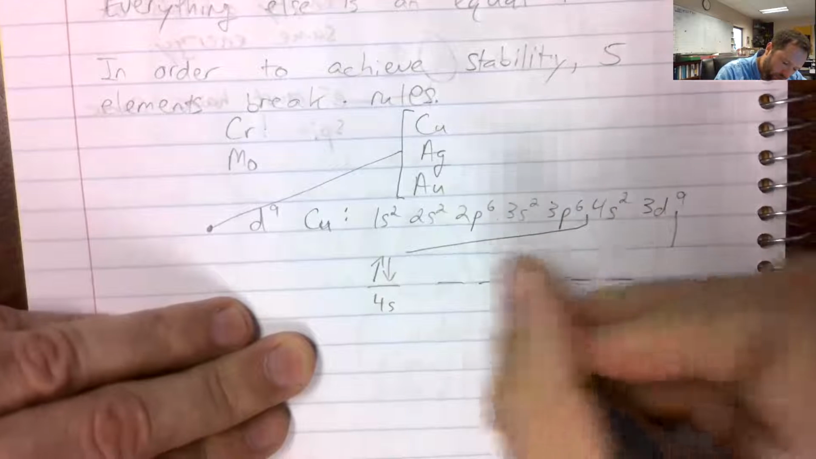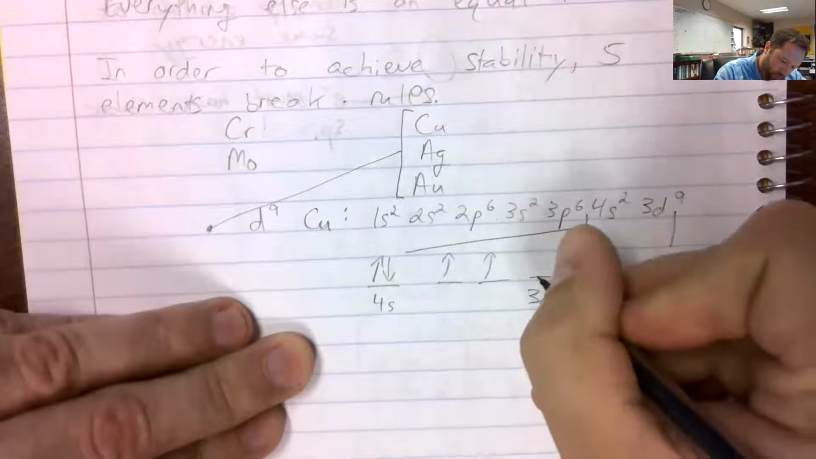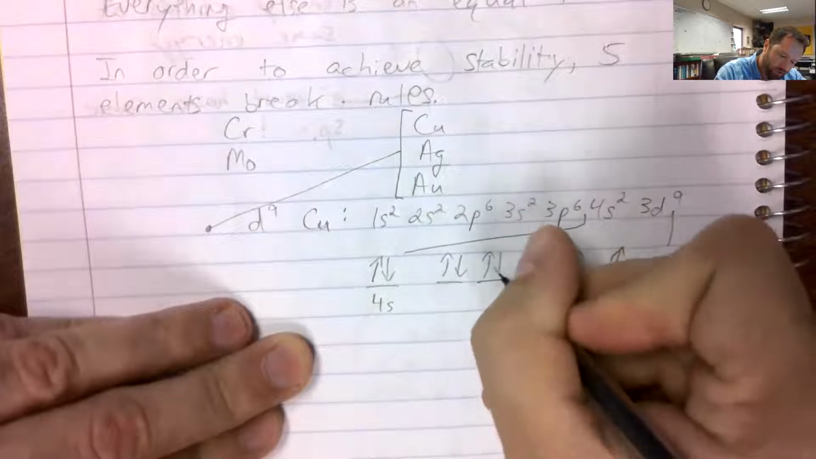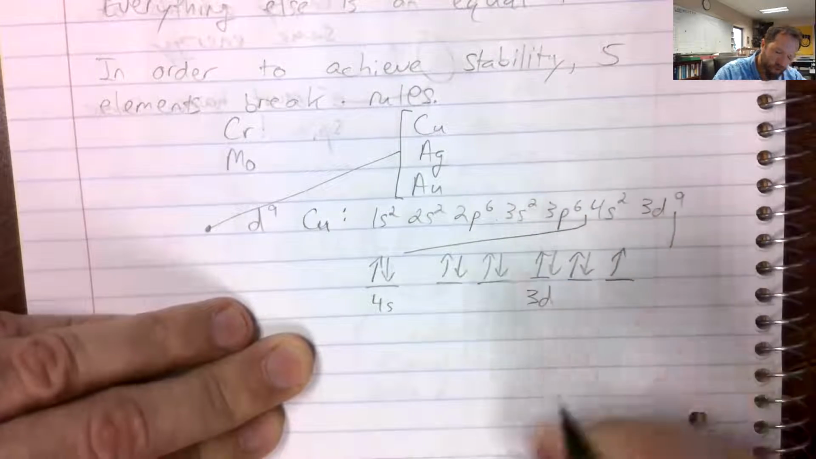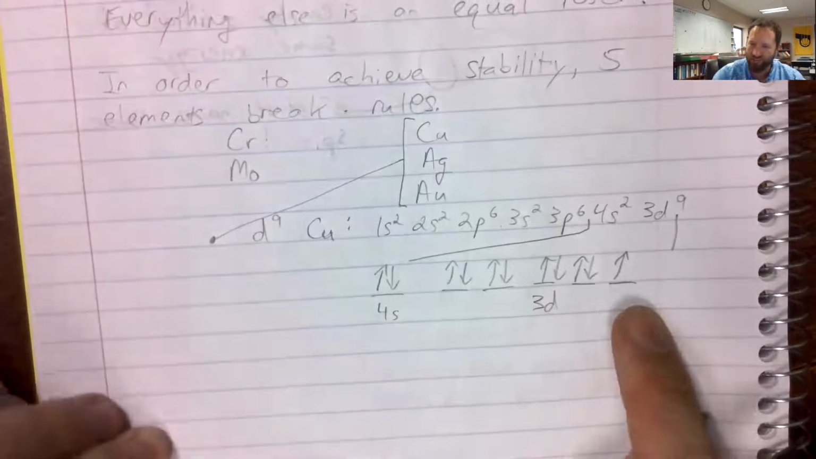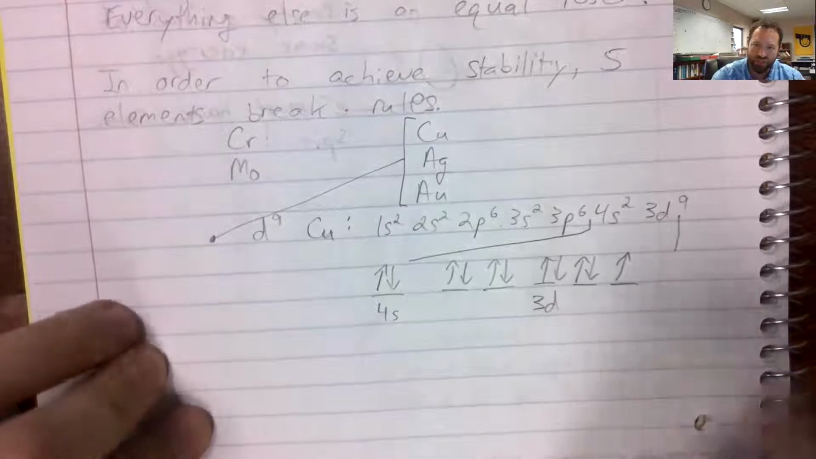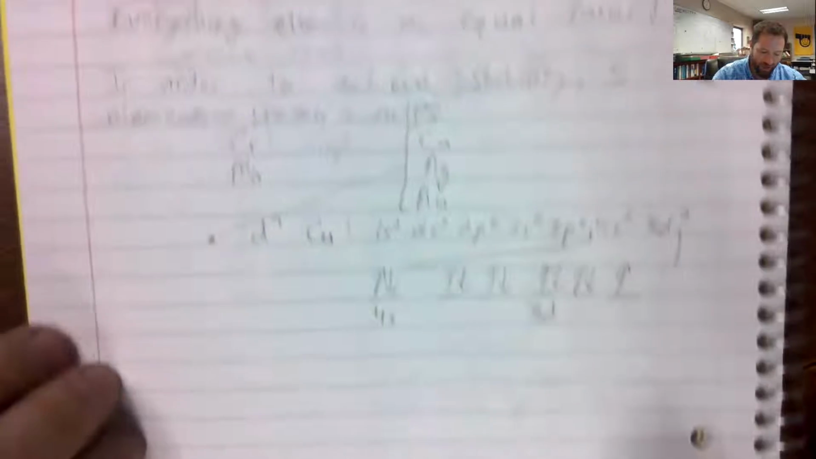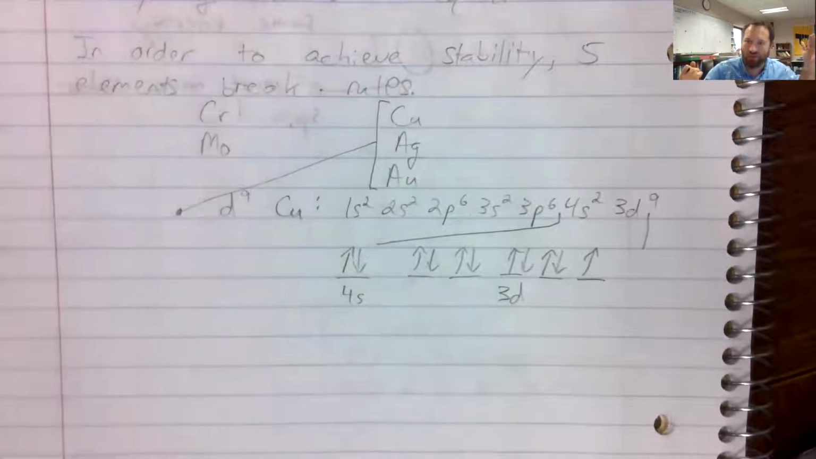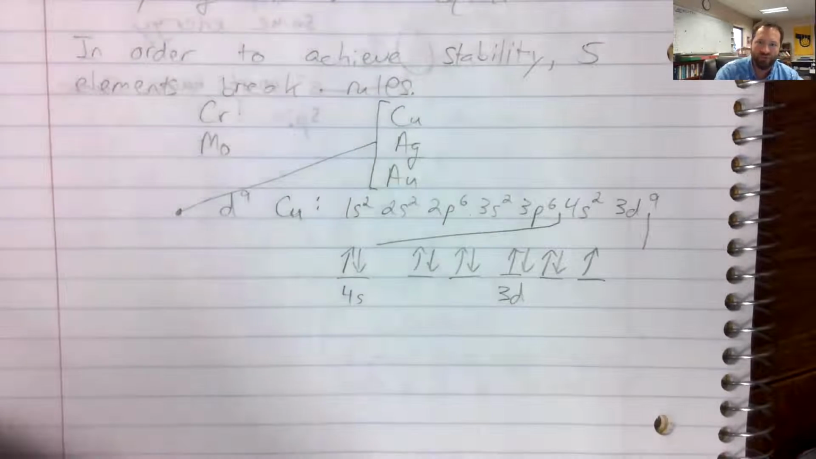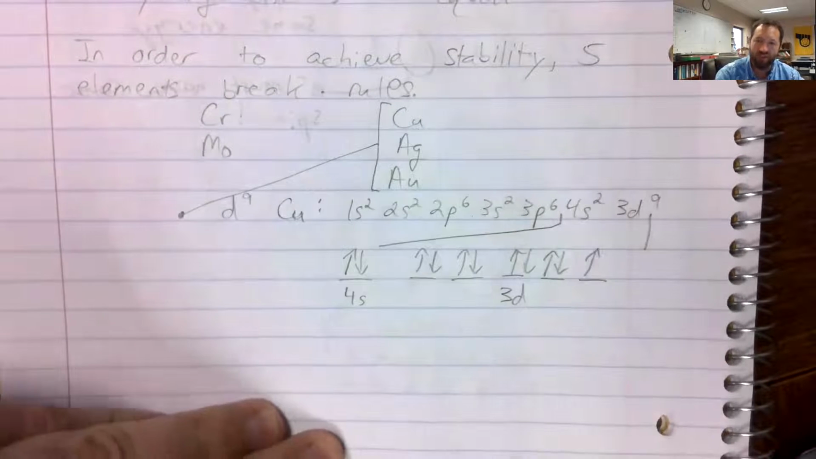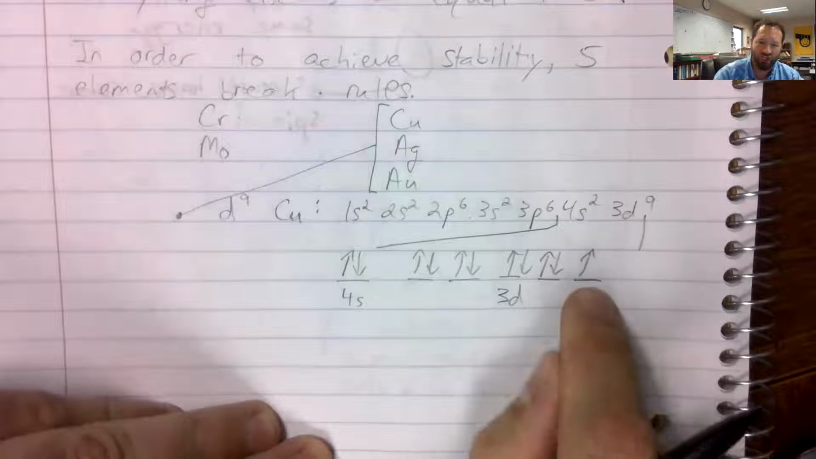5 lines for the 3d. Again, go up arrow, up arrow, up arrow, up arrow, up arrow. Come back and start to pair them up. That's Hund's rule. And hopefully we're seeing it. Look how close, just 1 arrow away from having a full sublevel, a d10. Right now, he's a loser. d9 is nothing special. They're all equal losers. So we're so very, very close to having that stable configuration, that extra electron.